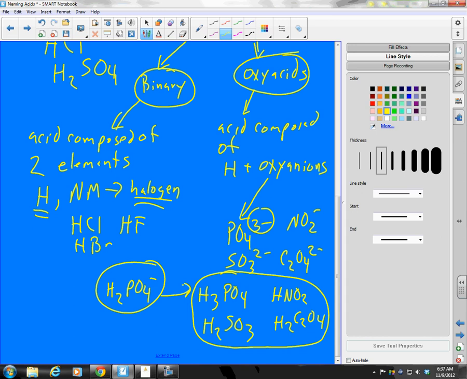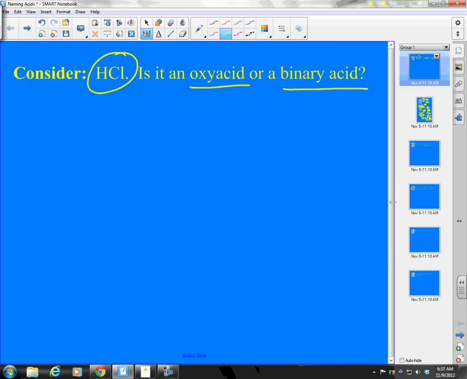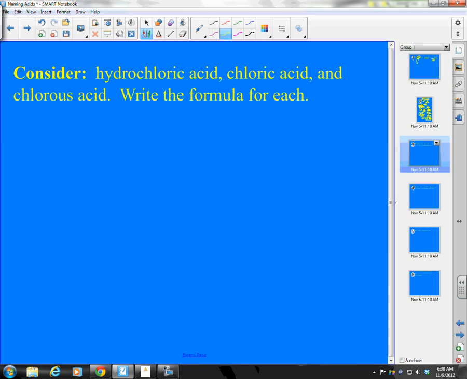Let's go back to our question and let us see what it is. HCl, is it an oxyacid or a binary acid? Well, how many elements do I have here? 2. 2 means binary. That means this is a binary acid. Good. Consider hydrochloric acid, chloric acid, and chlorous acid. Egads. Write the formula for each. Wow, they all have like chlor in it. I wonder, is there a way for me to figure out the difference? Well, when I look at that, what do I notice? One of them has what? One of them has a prefix.